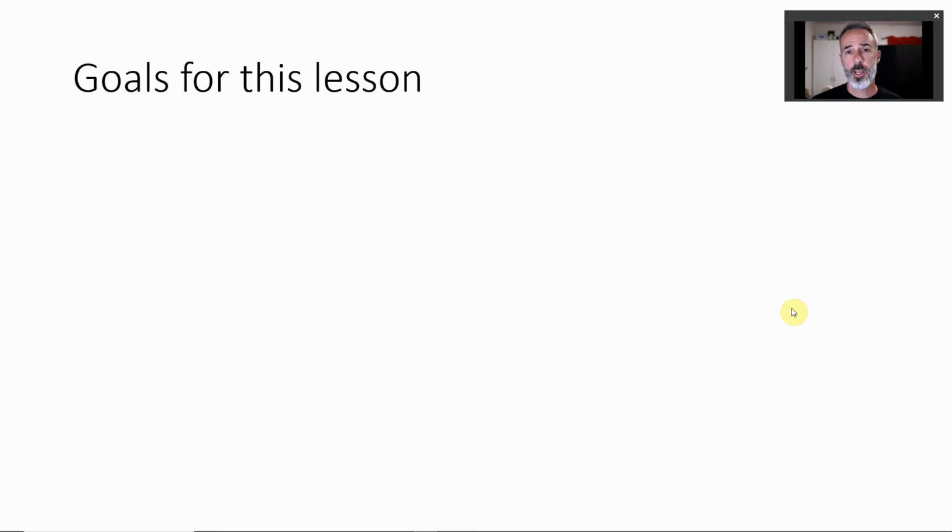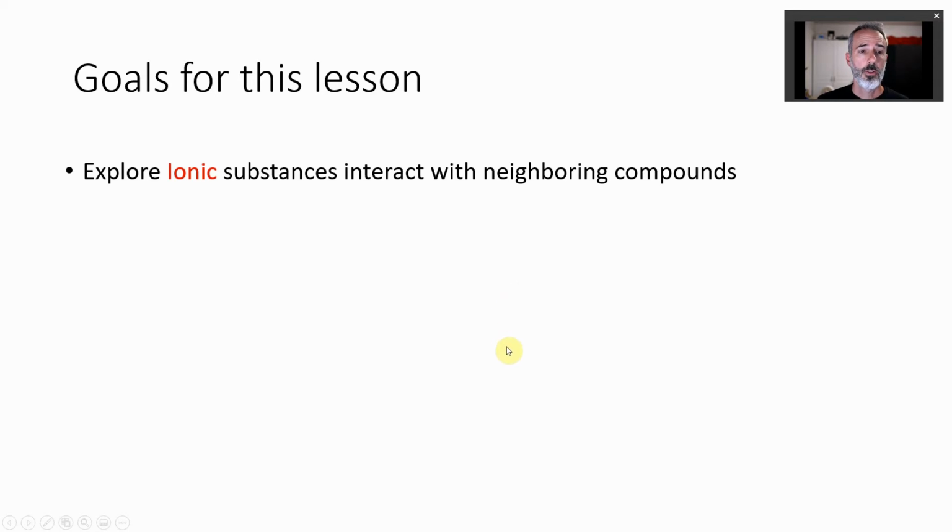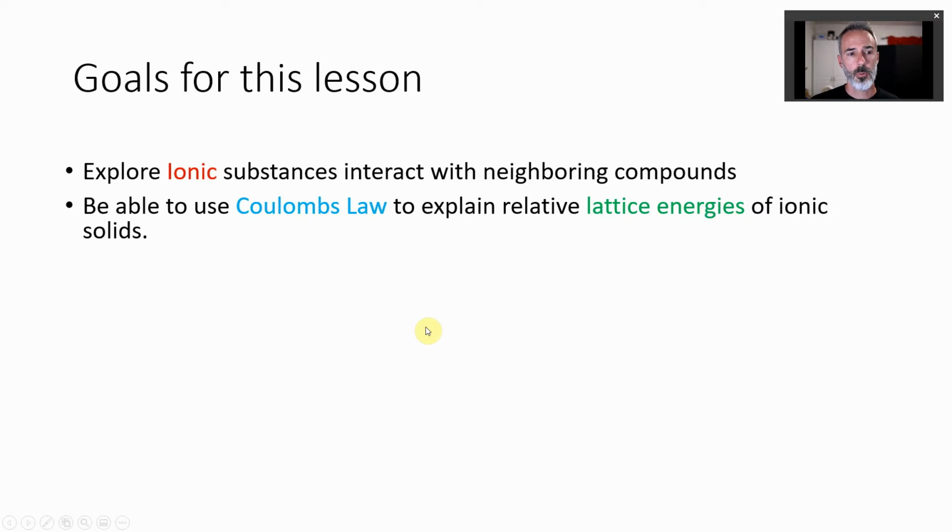Now, we've spent so much time talking about covalent compounds and how they interact through intermolecular forces that it's appropriate for us at this point to turn our attention to ionic substances and what's going on there. So we're going to explore ionic substances and how they interact. We're going to be able to use Coulomb's law to explain relative differences in lattice energies.